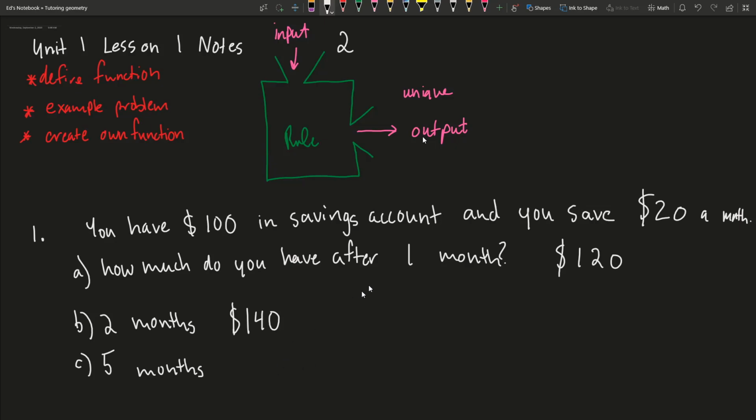What would happen if I saved for 5 months? Well, I'd get $20 for every one of those 5 months. So that's 20 times 5, which is going to equal $100. But I already had $100, so I have to add that to the 100 that I already had. So let me just erase this and write my $200. And that came from putting 5 into this function, multiplying it by 20, and adding 100.